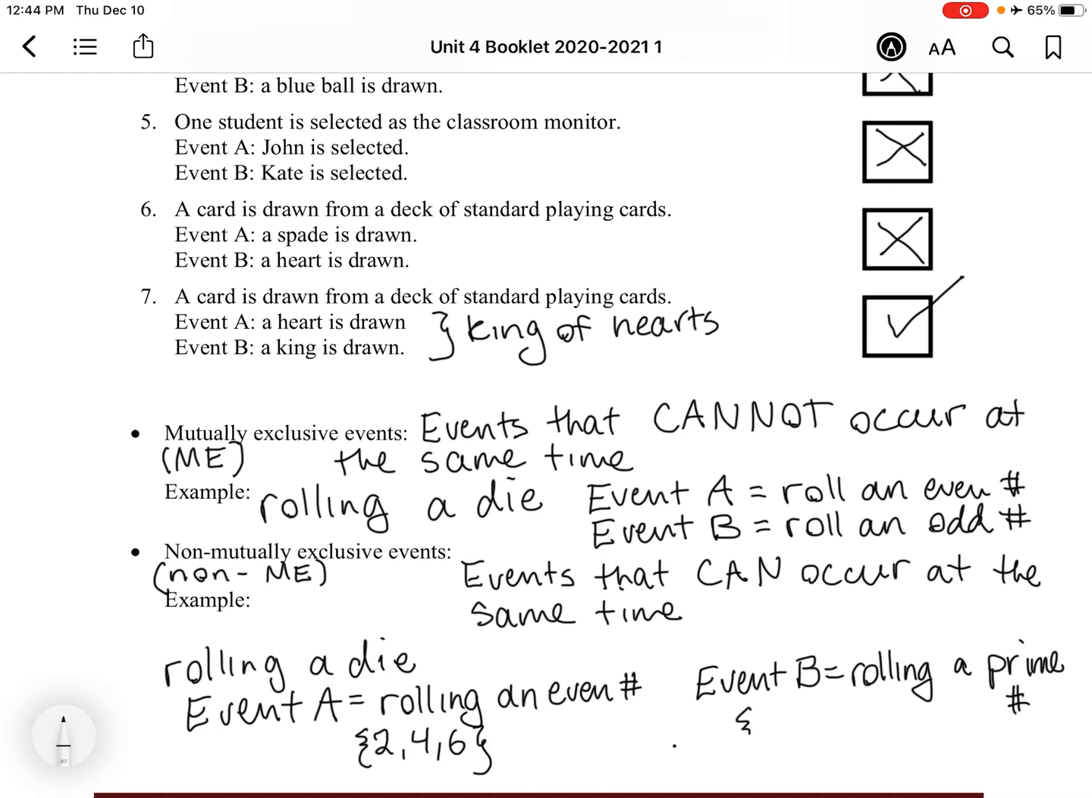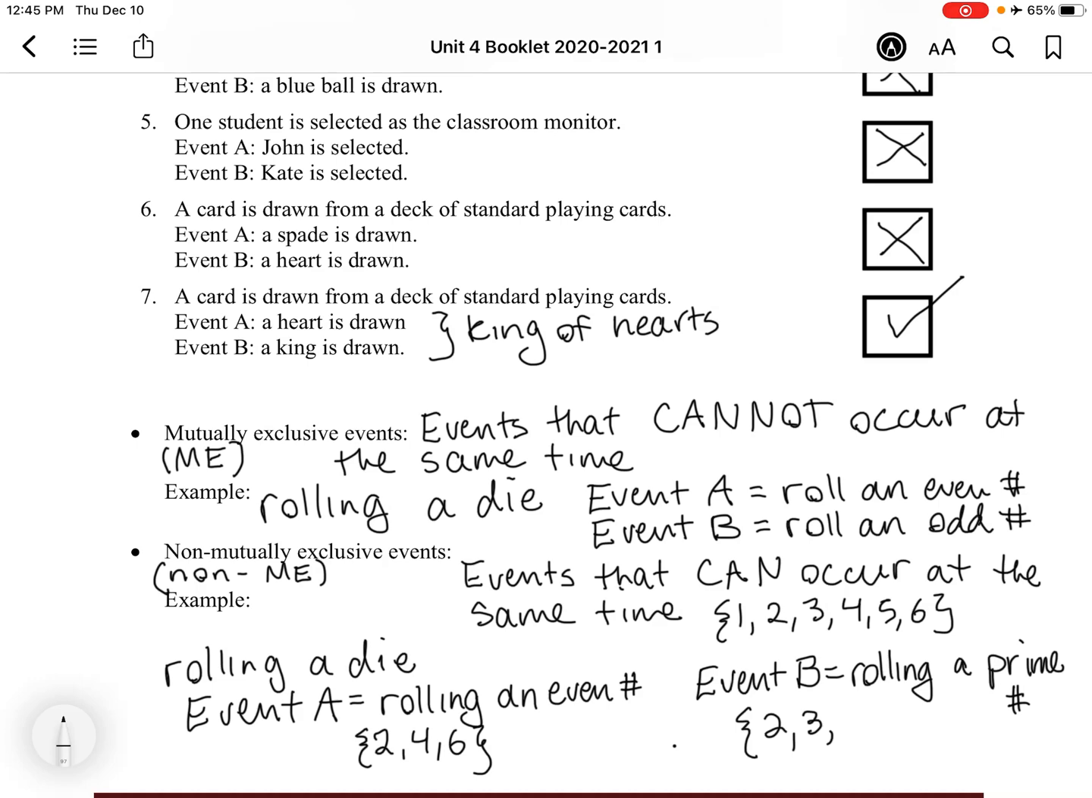Okay, if you roll an even number on a 6-sided die, well, the favorable outcomes would be 2, 4, or 6. Okay, now prime numbers are numbers that have exactly 2 factors. So if you think about what are the prime numbers on the faces of a 6-sided die, well, the sample space is 1, 2, 3, 4, 5, and 6. Okay, so let's just go through this. 1 isn't prime because it only has 1 factor, and a prime number has to have exactly 2 factors. 2 is prime because it has 2 factors, 1 and 2. 3 is prime because it has 2 factors, 1 and 3.